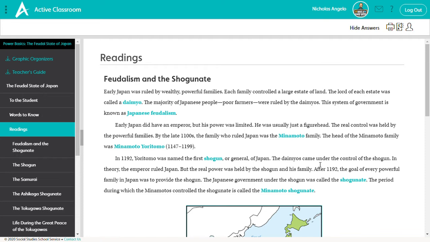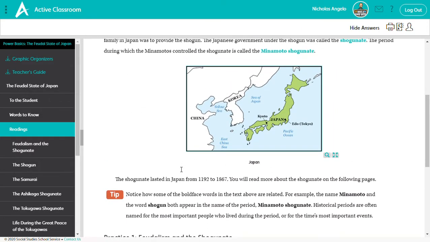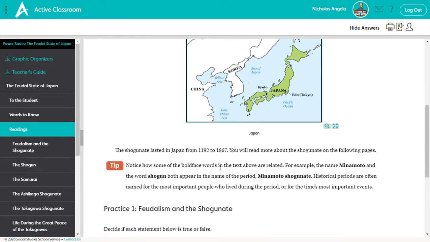After 1192, the goal of every powerful family in Japan was to provide the shogun. The Japanese government under the shogun was called the shogunate. The period during which the Minamotos controlled the shogunate is called the Minamoto shogunate. So on the map here we can see where Japan was. Two of the places we saw in the Atlas activities were Kyoto and Edo. It says the shogunate lasted in Japan from 1192 to 1867.